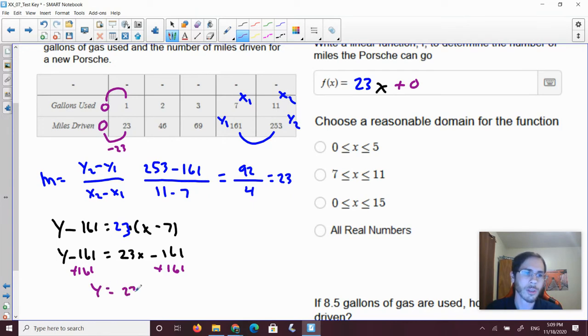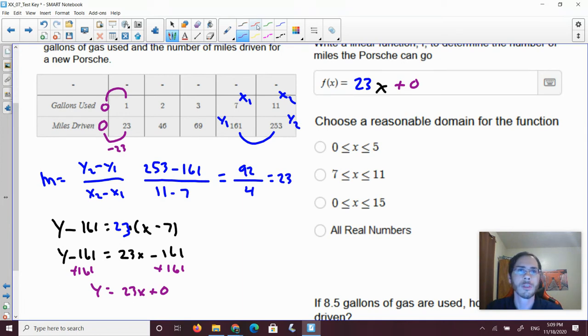Y equals 23x plus 0. You don't really need the plus 0 if you don't want to. But since we did the plus 0 in our examples when we were looking at our functions, I kept it there. So there's 2 different ways to do that one question.